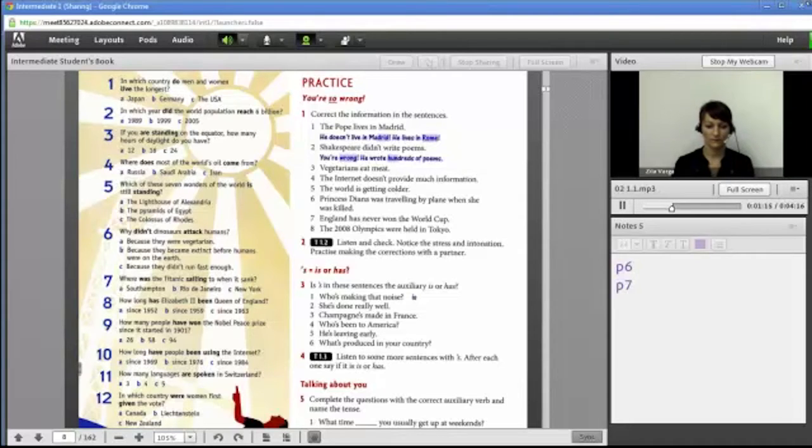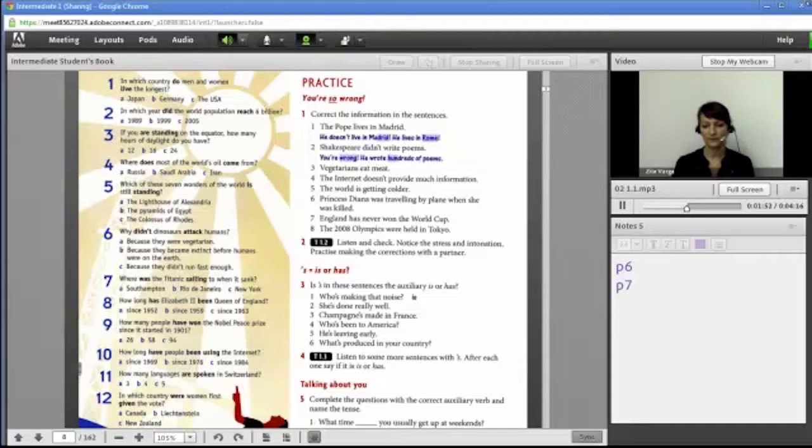4. Where does most of the world's oil come from? Most of the world's oil comes from Saudi Arabia. It produces 10.9 million barrels per day. Russia produces 9.4 million and Iran 4.3 million. 5. Which of these 7 wonders of the world is still standing? Of the 7 wonders of the ancient world, only the pyramids of Egypt are still standing. The Colossus of Rhodes and the Lighthouse of Alexandria were destroyed by earthquakes hundreds of years ago.